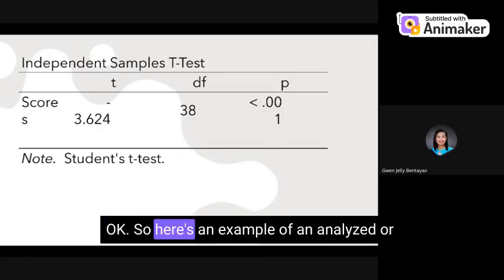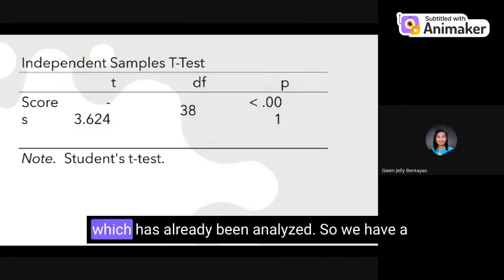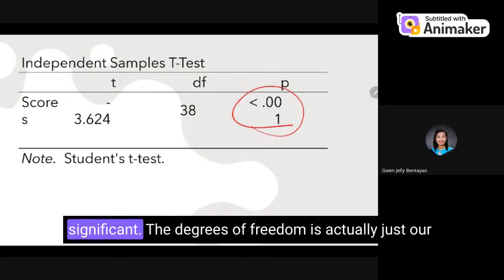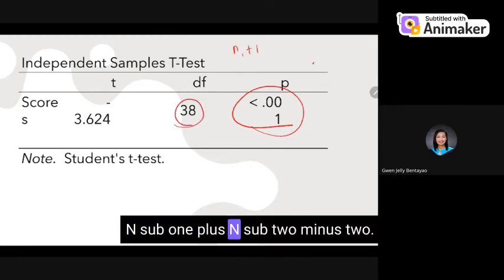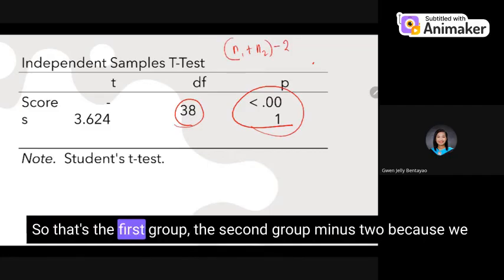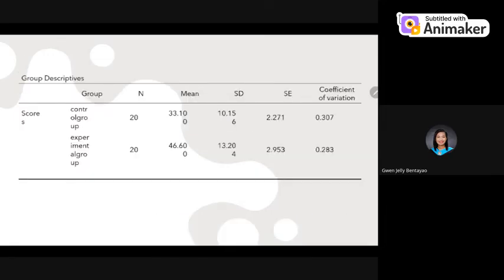Okay, so here's an example of data already analyzed in JASP. We have a p-value here. That means the difference is significant. The degrees of freedom is actually just n sub 1 plus n sub 2 minus 2. That's the first group plus the second group minus 2, because we have two groups. And that would tell us that we have this one.